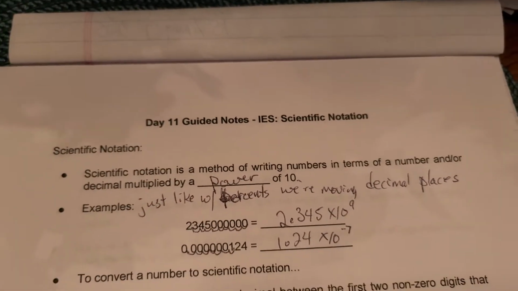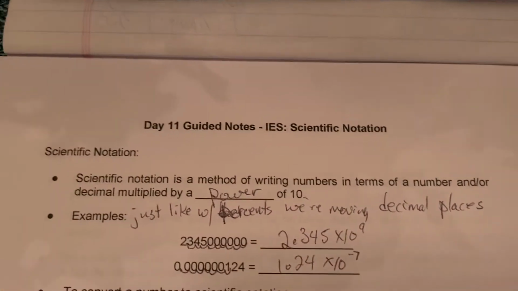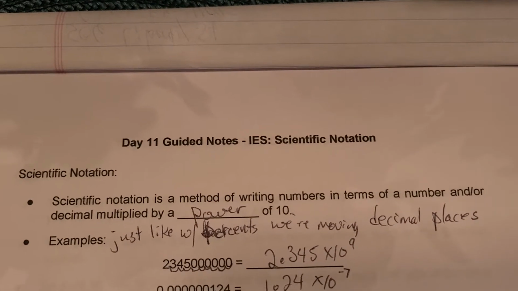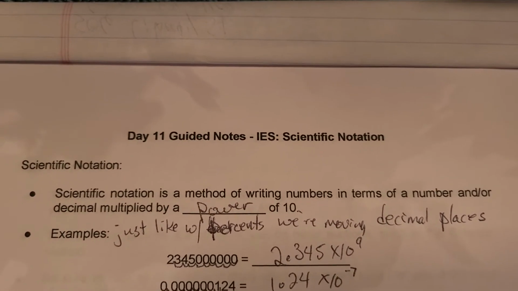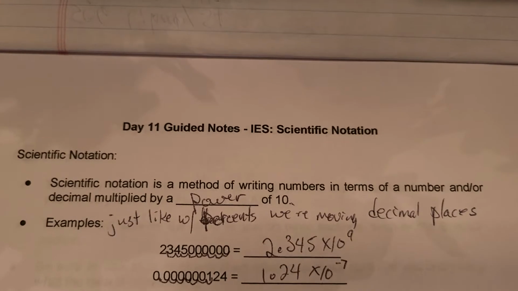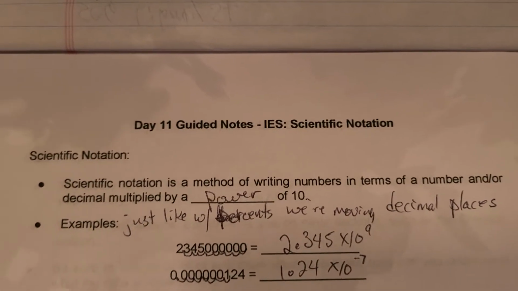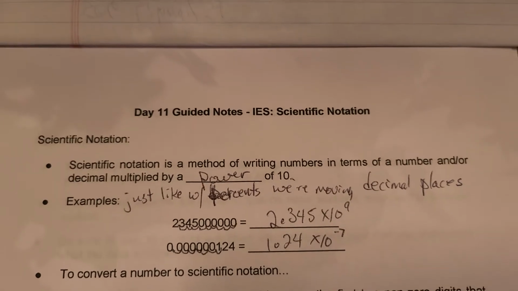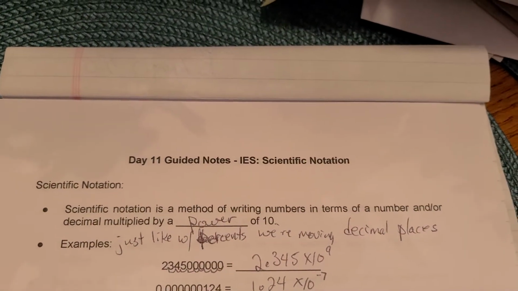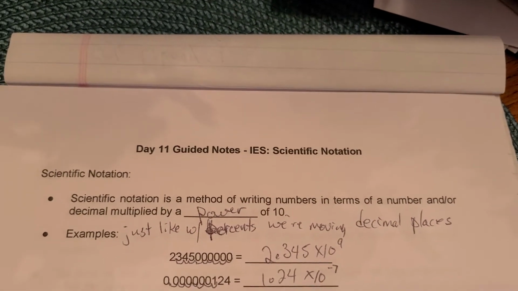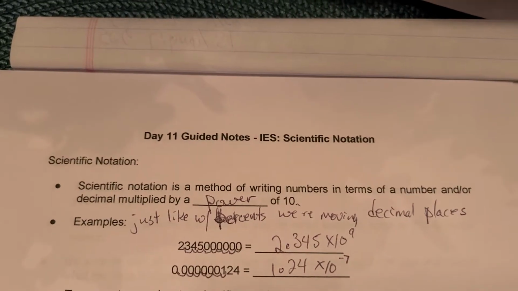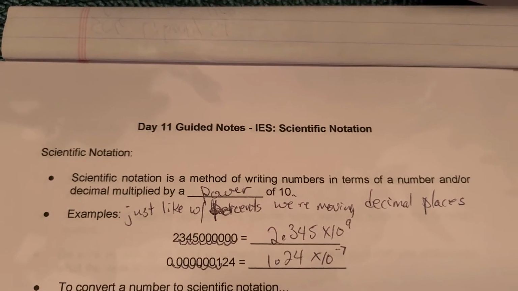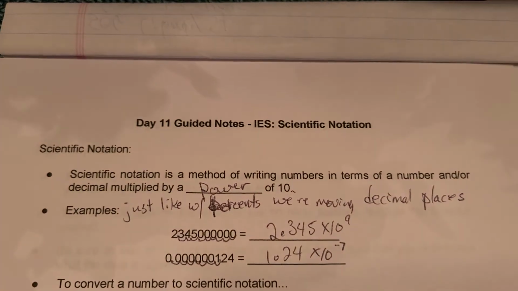Okay, scientific notation. You've probably worked on this several times, especially in classes with Miss Buchanan. So this should hopefully be a very easy topic for you. Scientific notation is a method of writing numbers in terms of a number or decimal multiplied by a power of 10.